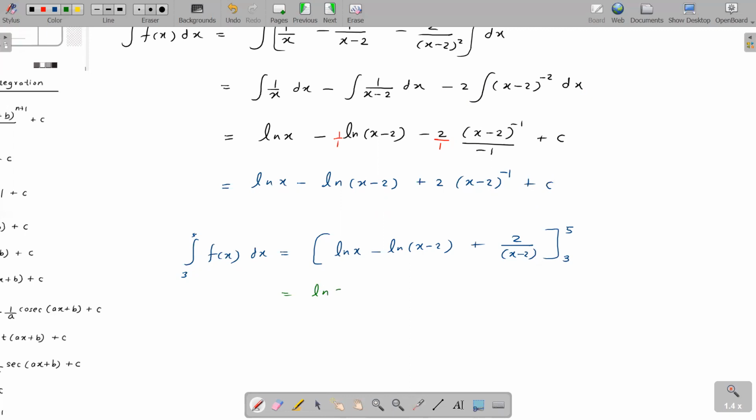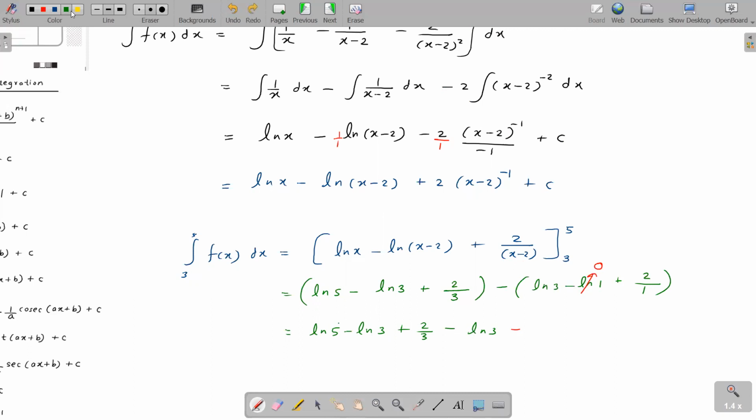So what do we get here? ln 5 minus ln (5 minus 2) is 3, plus 2 over (5 minus 2) is 3, right? Minus, then replace the x with 3: ln 3 minus ln (3 minus 2) is 1, plus 2 over (3 minus 2) is 1. Do you agree with me? ln 5 minus ln 3 plus 2 over 3. Here I get minus ln 3. So, you all know about ln 1, right? ln 1 is 0. Basically, the logarithm of 1 to any base is 0.